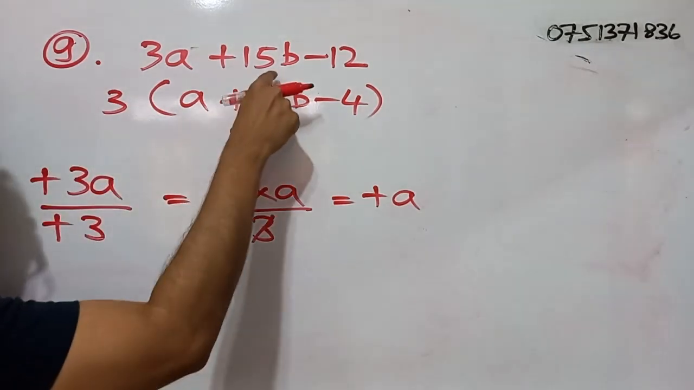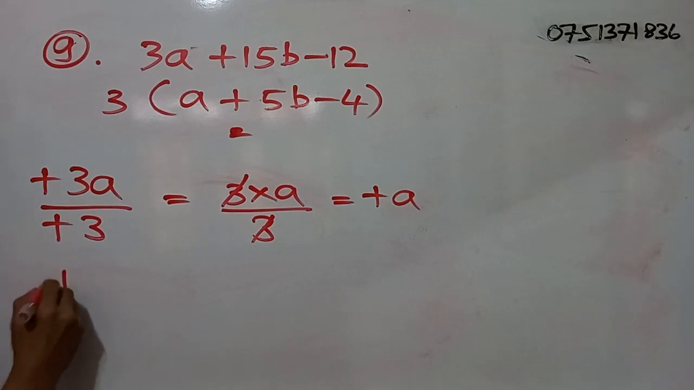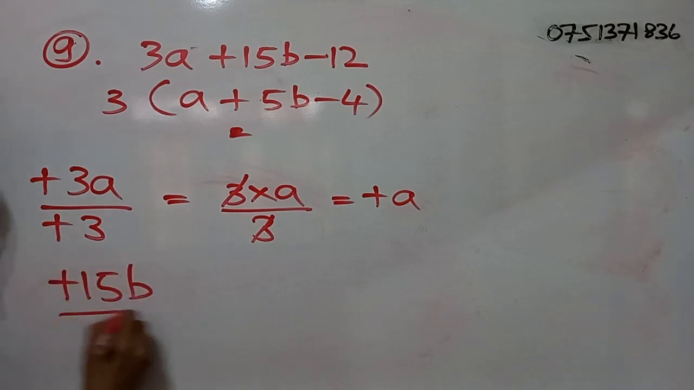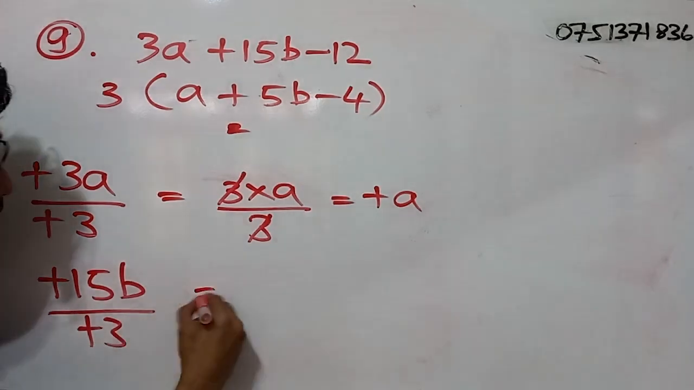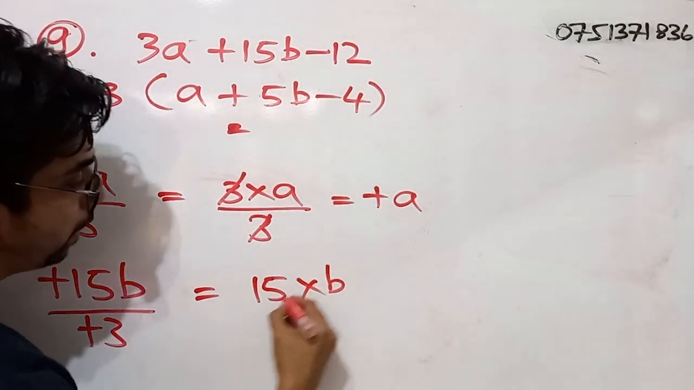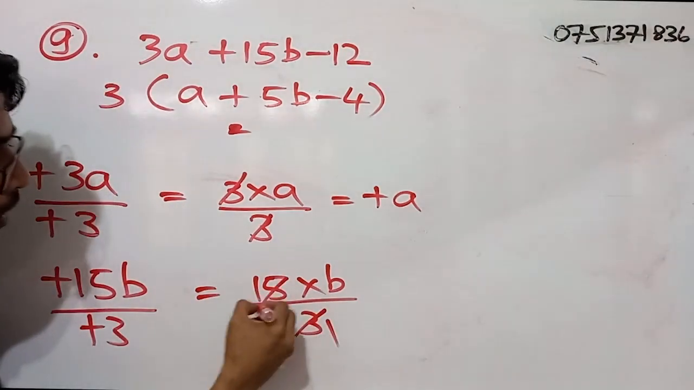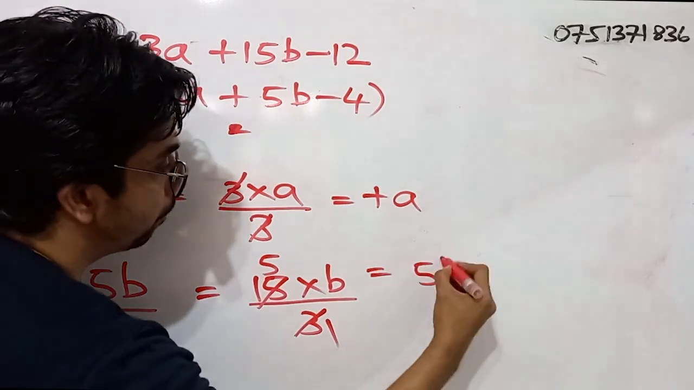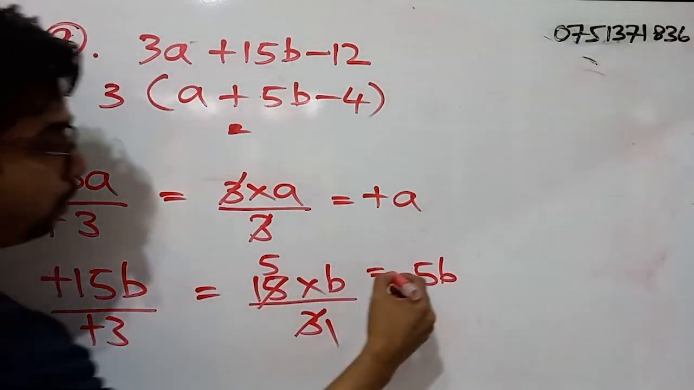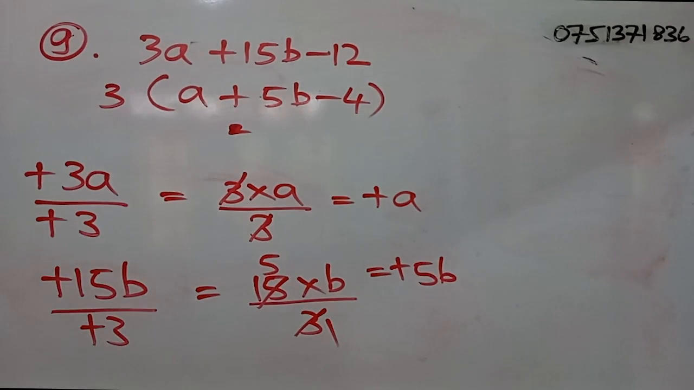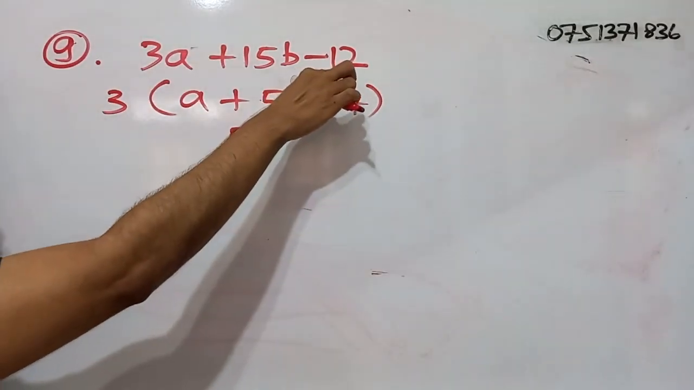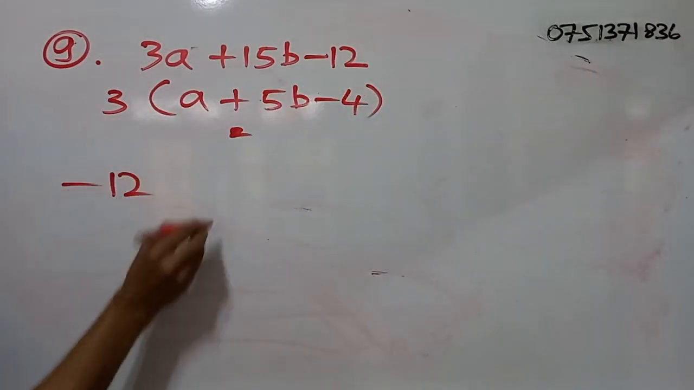Right. So the next term is what? 15b. It is also positive. So we have to divide it by positive 3. So 15b means 15 into b divided by 3. So both of these terms are 3 into 1, 3 into 5. So what do we get? 5b. Positive divided by positive, what do we get? A positive value.